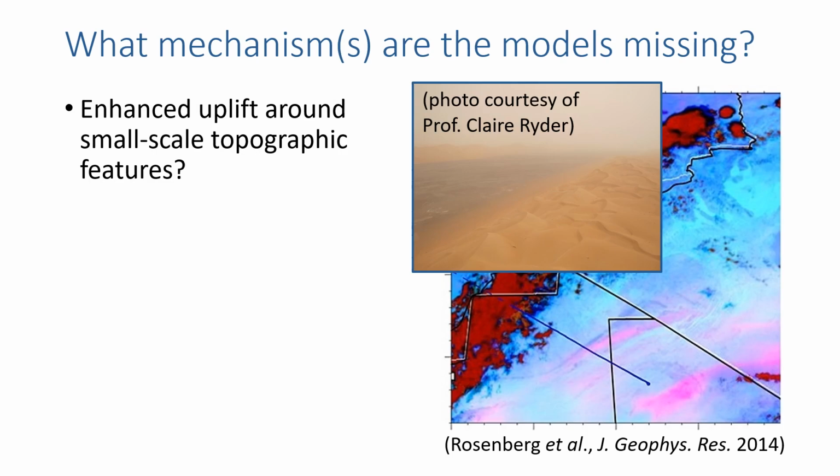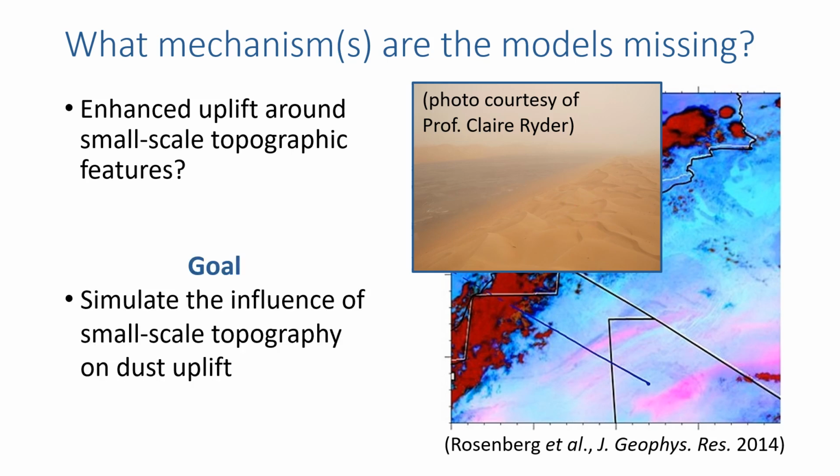One possibility is that small-scale topographic features enhance uplift of dust into the atmosphere, whereas most measurements in the near-surface region are in flatter terrains. This is a possibility pointed out in Rosenberg et al., JGR 2014, where their field measurements noted enhanced dust fluxes, these pink regions, co-located with topographic features such as hills and dunes shown in the inset image here.